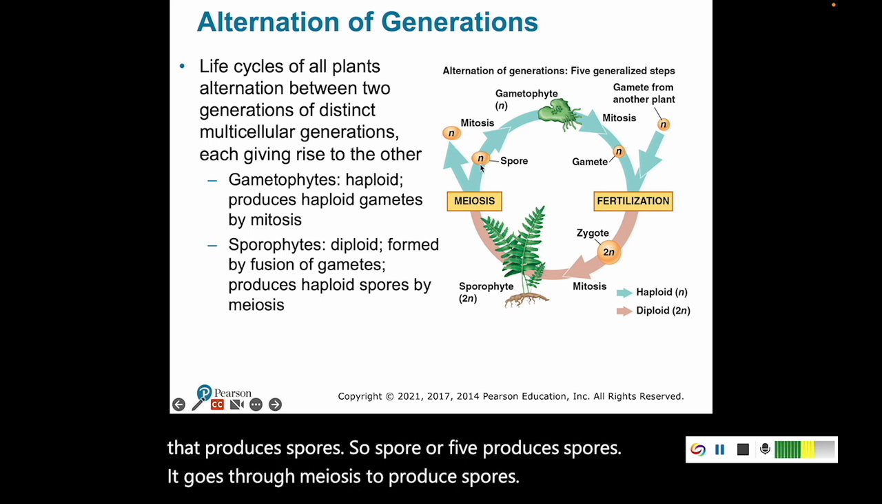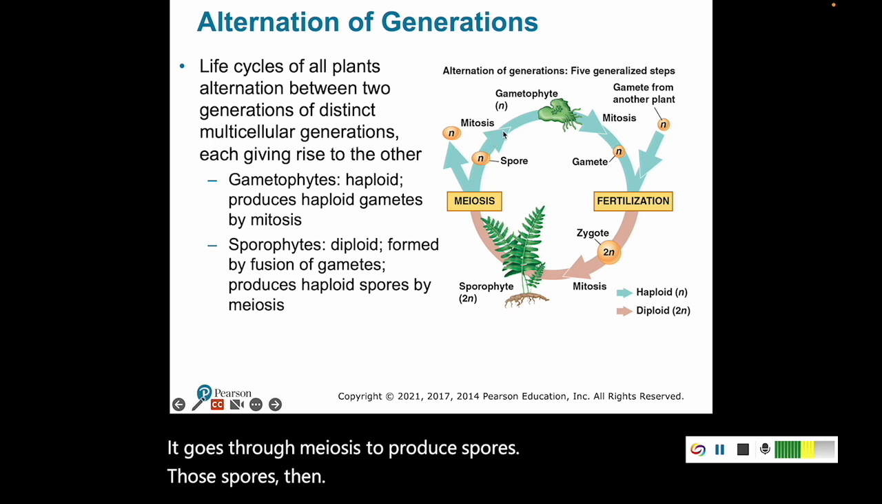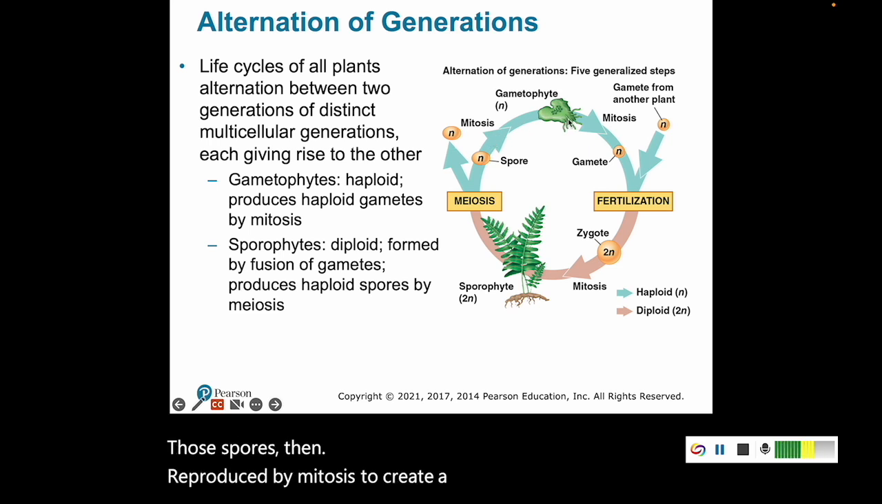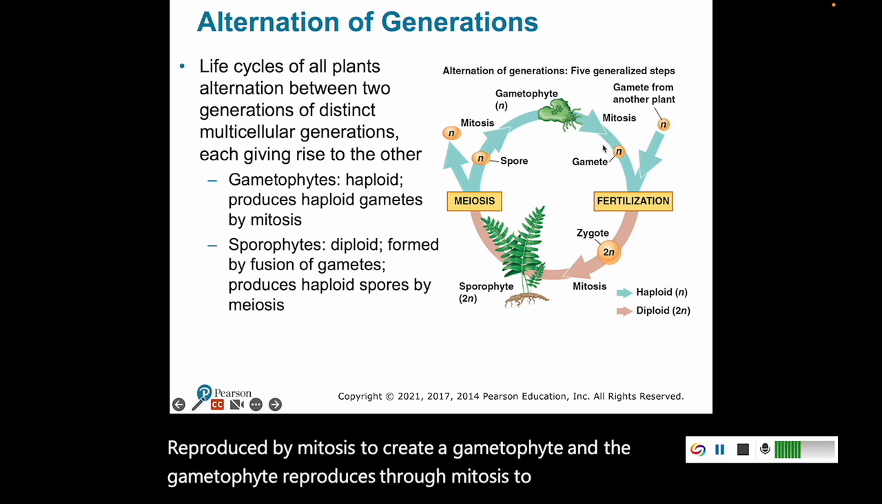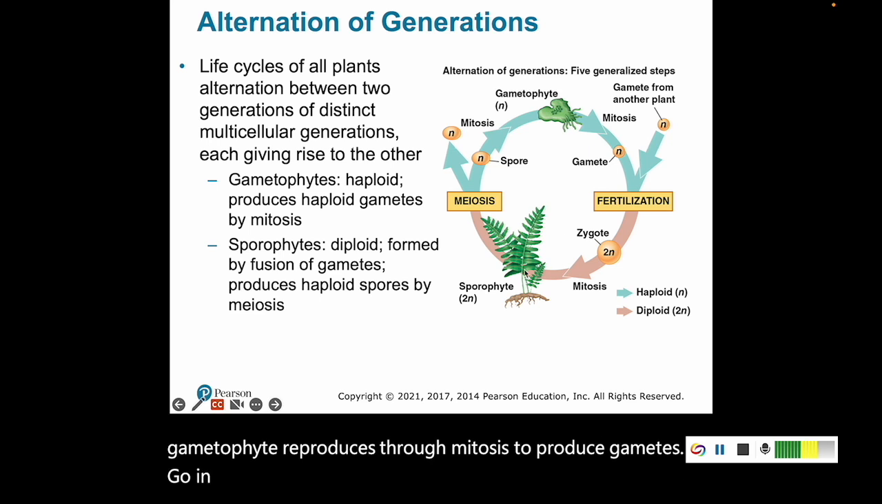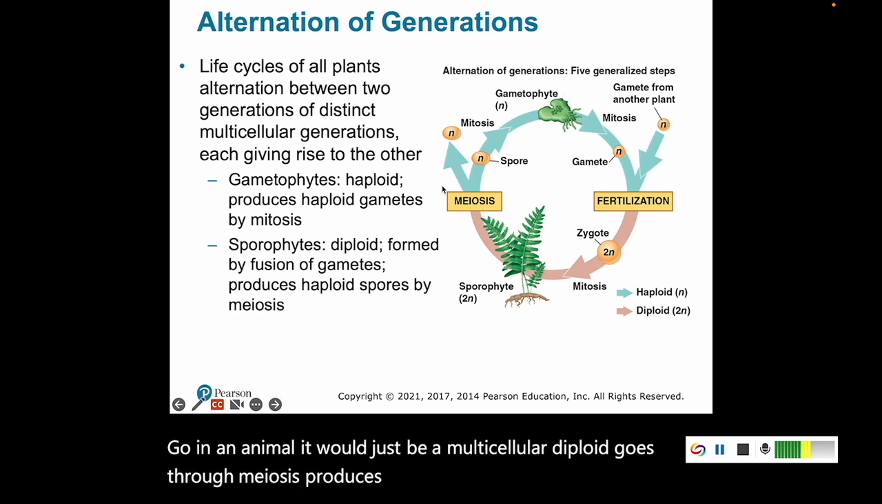Those spores then reproduce by mitosis to create a gametophyte. And the gametophyte reproduces through mitosis to produce gametes. So in an animal, it would just be a multicellular diploid, goes through meiosis, produces gametes. We have this whole extra part here.